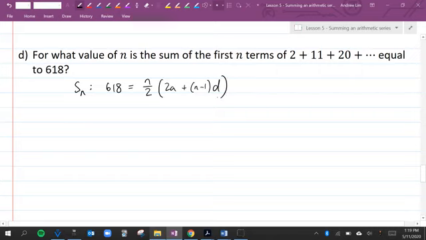And I'm doing this because I don't have the last term, right? I don't know what the last term is for this sequence. So that when they add together, they add to 618. So I'm going to use this formula, not the a plus l one. Okay, so according to this, a is 2, and d is 9. So let's just put that in. 618 is equal to n on 2 times 2 times a, which is 4, plus 9 lots of n minus 1.